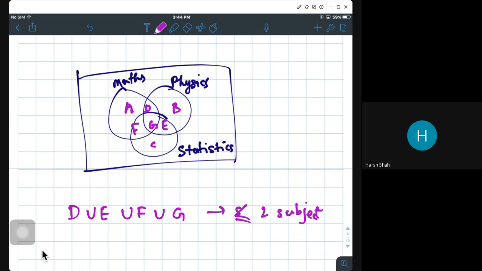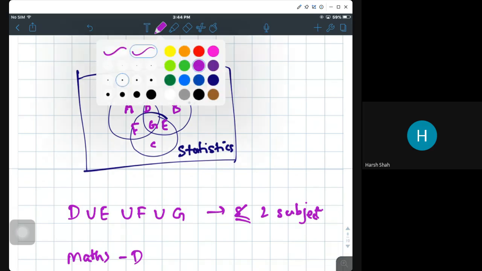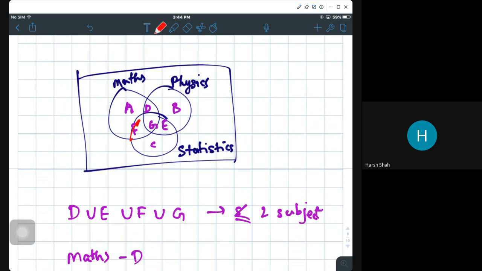Then we have E is a subset of students who have not taken maths. Yes, correct. Now I have maths minus D is the set of students who have taken only maths. Think about it, maths minus D. No, maths minus B. So if I have to find the students who have taken only maths, I'll have to remove this part and this part.